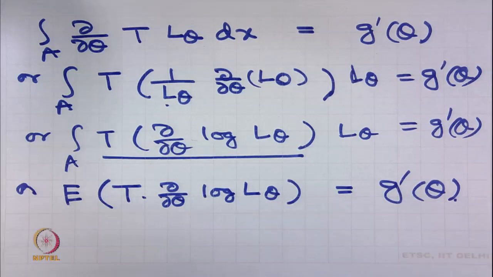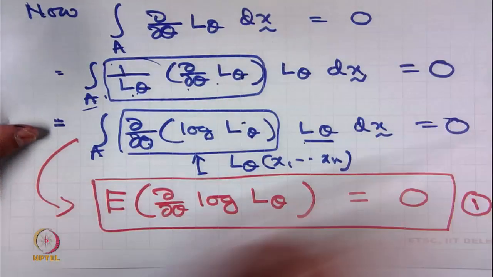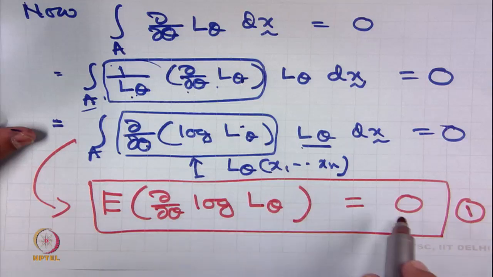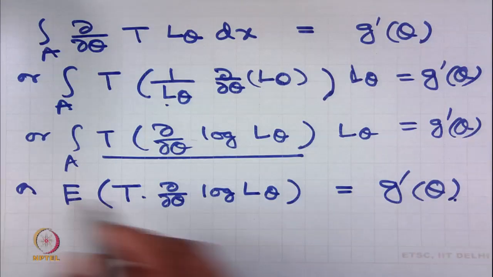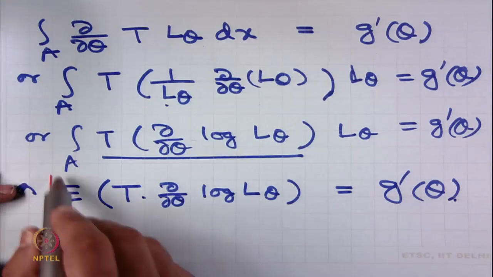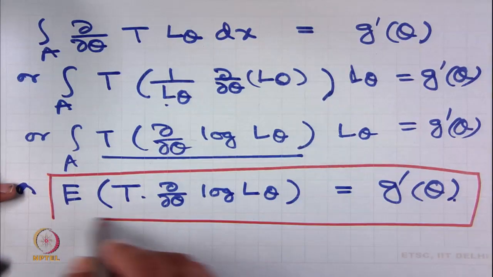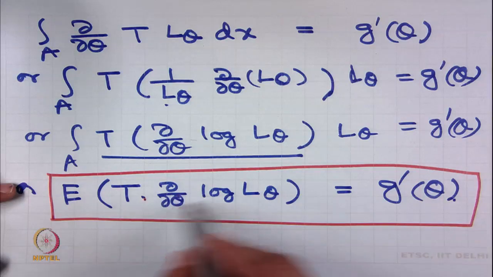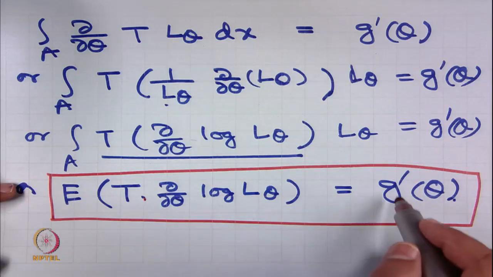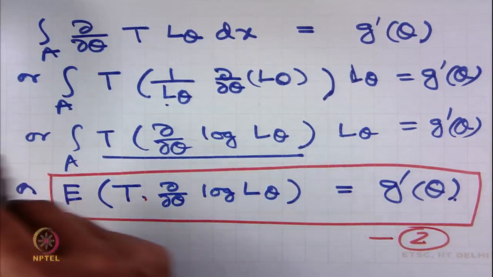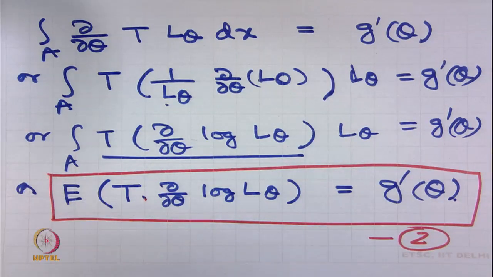So, if you look, in 1 we have got the expected value of del theta log L theta is equal to 0, and here we have got the expected value of t into del theta log L theta is equal to g prime theta. Let me call it equation 2.